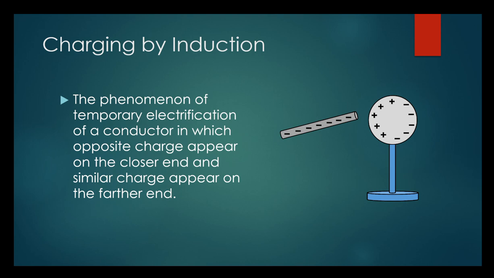This is called temporary electrification. Why? Because as soon as the charged rod is removed, the charges on the sphere will get redistributed again and the sphere will no longer remain charged. Even if you notice here, even in this case, the sphere is not charged. The sphere has just a separation of charge. It is only the separation of charge which is there.